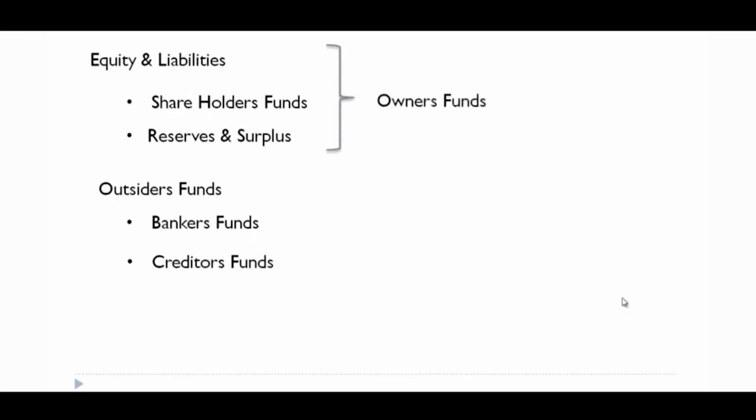See, we know the balance sheet will first have the equity and liability, that is basically the liabilities. Here we'll have the shareholders funds, which is a direct contribution, reserves and surplus, which is an indirect contribution, and there will also be outsiders funds, which can be basically bankers funds and creditors funds. Now understand, the shareholders funds and reserves and surplus are called owners funds, whereas bankers funds and creditors funds are called outsiders funds. Now to understand this long-term stability, we'll take an example by dividing this into three scenarios.